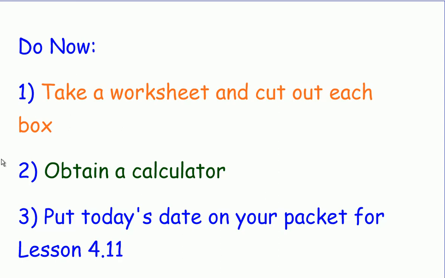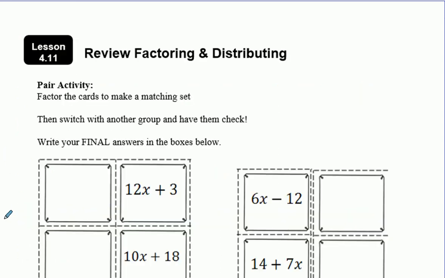Hi everybody, this is Mrs. Kalanicki. For us 3rd period people, you're in the right spot, and for 7th period, you're in the right spot. This is lesson 4.11. Your first task is to take a worksheet and make sure you cut out each of the boxes. We're going to be doing something with that. Make sure you have a calculator and make sure you put today's date on the packet for lesson 4.11.